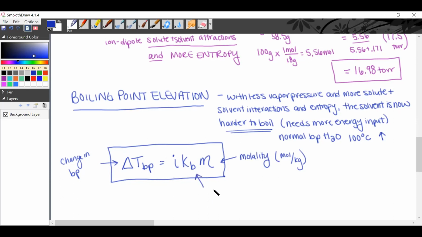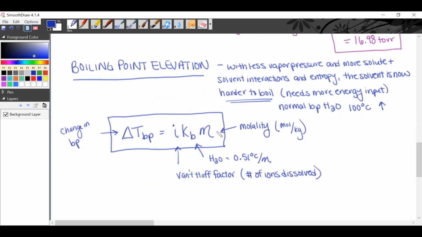Kb is a constant, again different for every solvent. The Kb for water is 0.51 degrees C per molal. And this i here is called a Van't Hoff factor. Fancy name for a simple thing. It represents the number of ions dissolved.